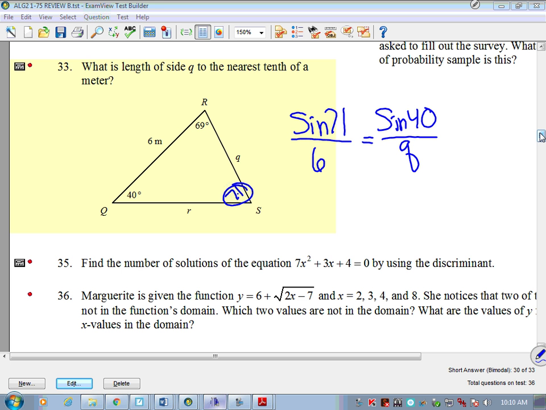All right, Corey, help me out with that. You've kind of been speaking up here a little bit more. 6 sine 40 over sine 71. What I would do is I would do 6 sine 40, hit enter, then I would hit divide, and then divide by sine 71, and find out what my answer is going to be. To the nearest tenth, so 1 decimal point. What do you get? 4.1. 4.1 meters. What's the answer at the bottom? 4.1. Very good.